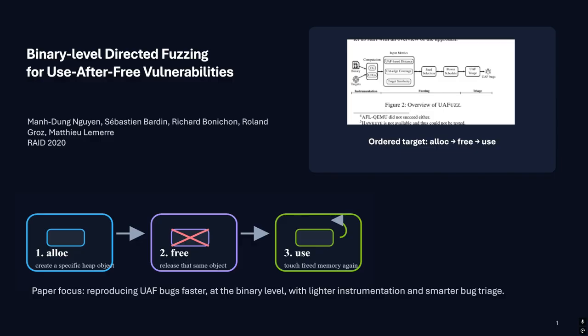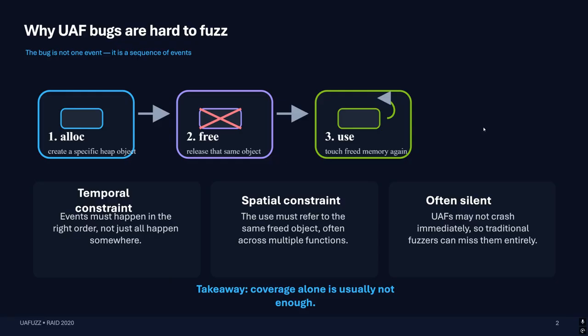So I'm going to spend a little time on the background first. It will help explain the paper a little bit, tell you what UAFuzz is, how it differs, things of that nature. Okay, so why are UAF bugs so hard to fuzz?